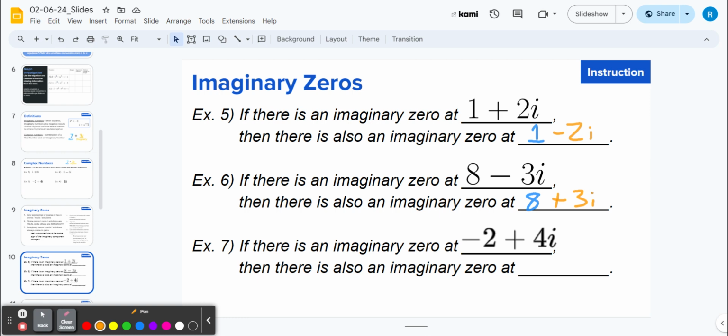Final example, if there's an imaginary zero at negative 2 plus 4i, then there's also an imaginary zero at negative 2 minus 4i. Notice how in each of these examples, the real components stayed exactly the same: 1, 8, and negative 2. It was the signs in front of the imaginary components that switched. Okay, that's how these pairs of imaginary zeros are going to show up in our work.